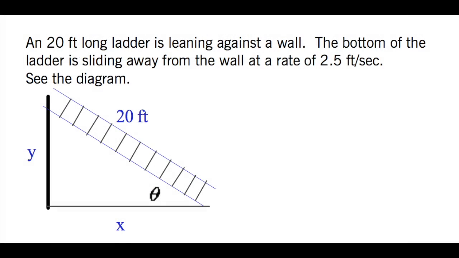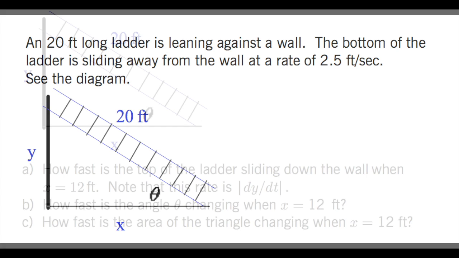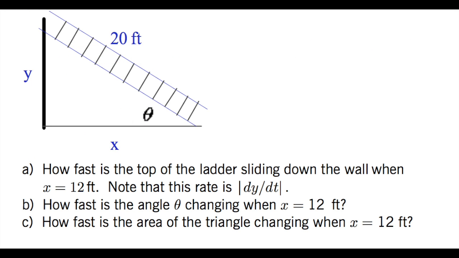Most of the time, related rates problems are either just geometry or a word problem type application of geometry. Example number 2. A 20-foot long ladder is leaning against a wall. The bottom of the ladder is sliding away from the wall at a rate of 2.5 feet per second. See the diagram. A. How fast is the top of the ladder sliding down the wall when x equals 12 feet? Note that this rate is the absolute value of dy over dt.